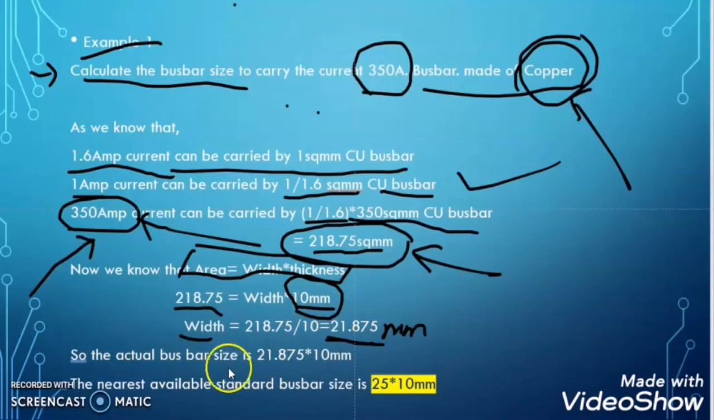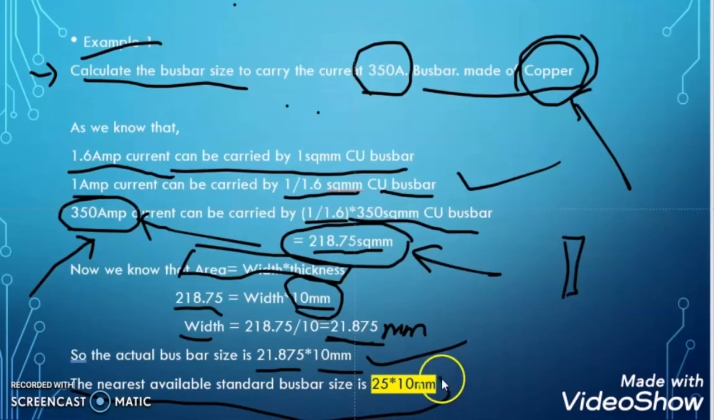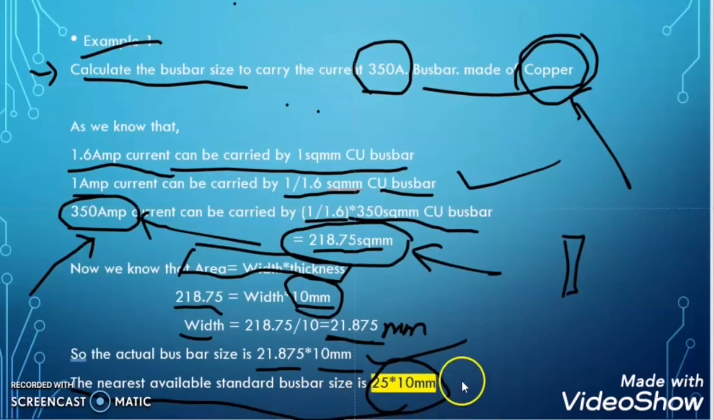So the actual size of the bus bar is 21.875 into 10 mm. But as I told you, the bus bar is available only in standard sizes. So we have to select the nearest standard size bus bar. The nearest one is 25 into 10. So this is our final bus bar.